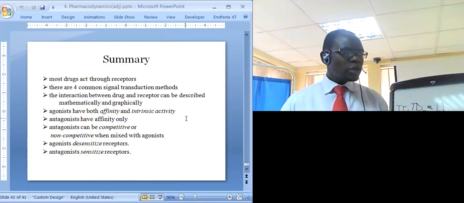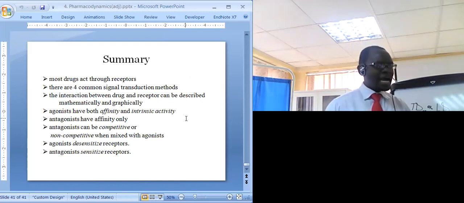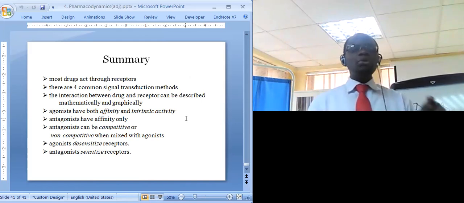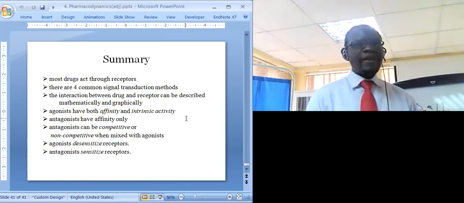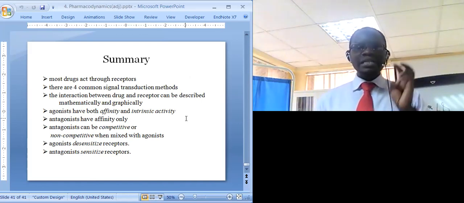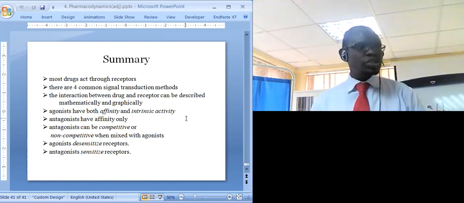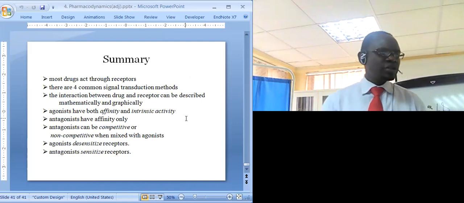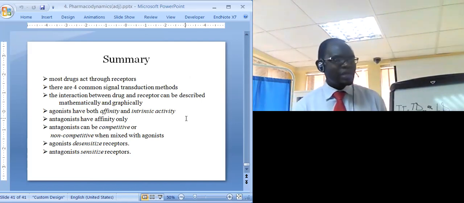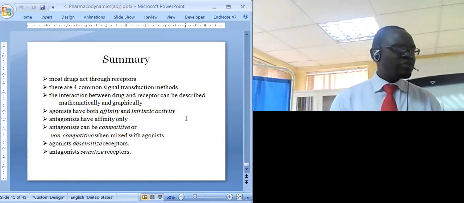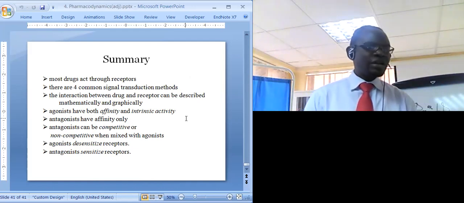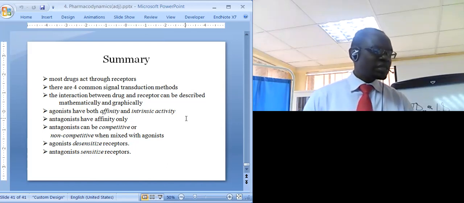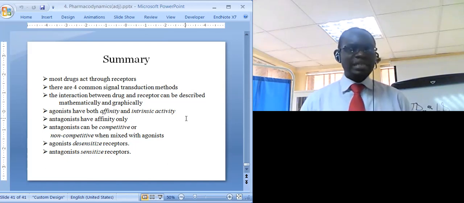So, in summary, most drugs act through receptors. Of course, not all drugs act through receptors, but most of them. I want to give you another assignment: give me examples of drugs that do not use receptors. There are four common signal transduction methods, or four common receptors, as we saw. The interaction between a drug and receptor can be described mathematically and graphically. We saw affinity, antagonism, and we talked about desensitization and sensitization of receptors.